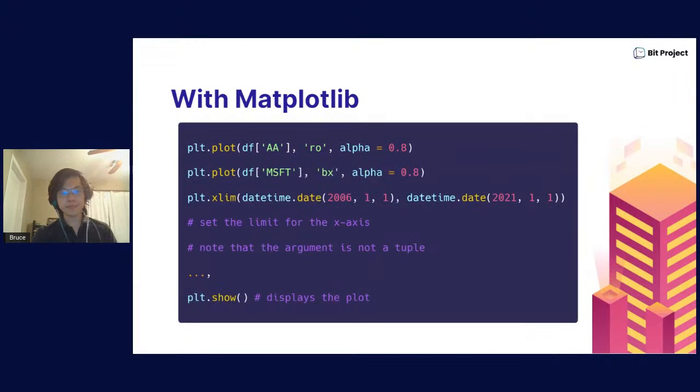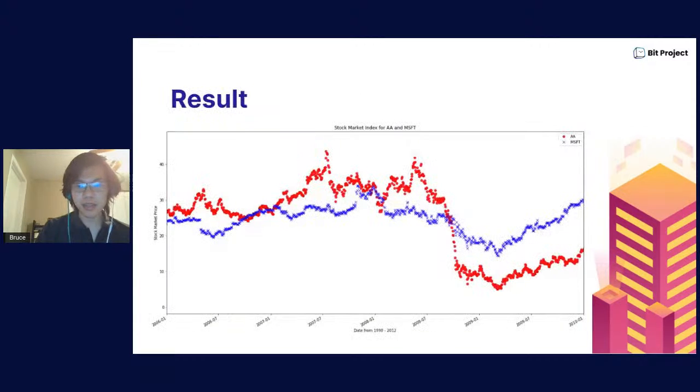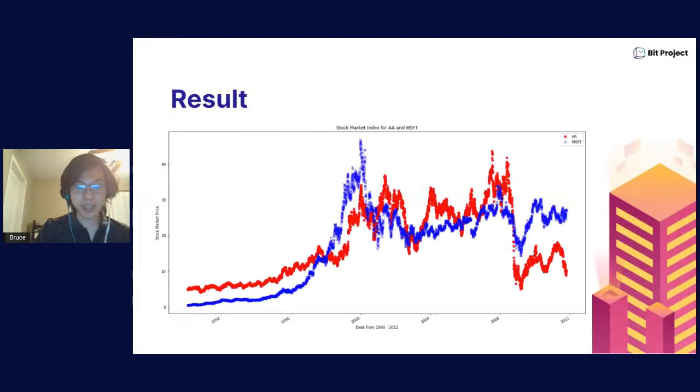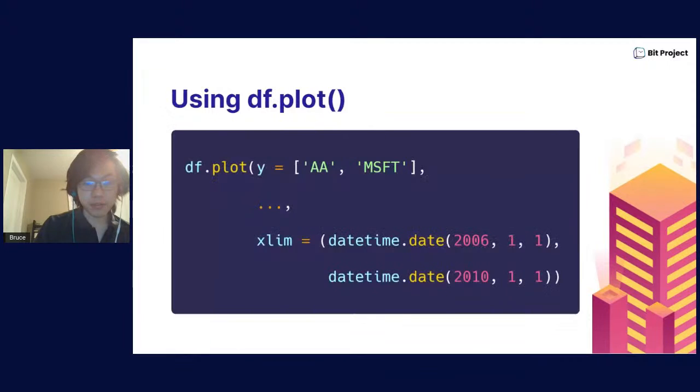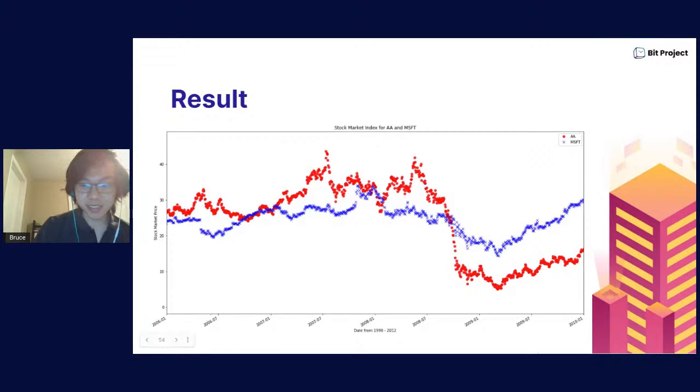Same deal with Matplotlib. It's another function that you're calling from the plt subpackage. It's just xlim, and you'll note that this time the argument is not a tuple, but two different objects. So don't pass a tuple into xlim, just pass in the start and then the end. It's a little bit different. But you'll see here, this is what we get instead. Before, we had everything from 1990 to 2012. Now we're only going from 2006 to 2010.